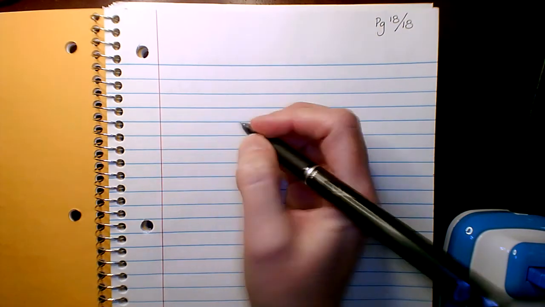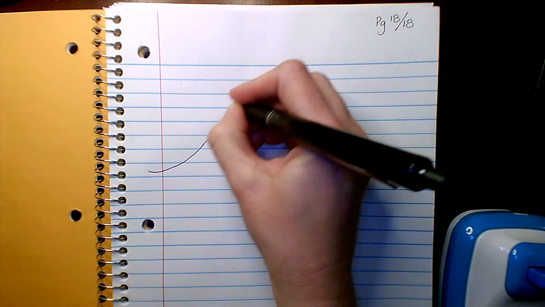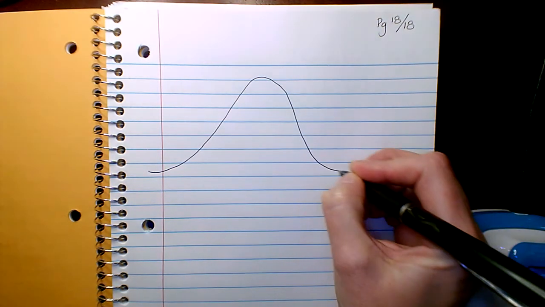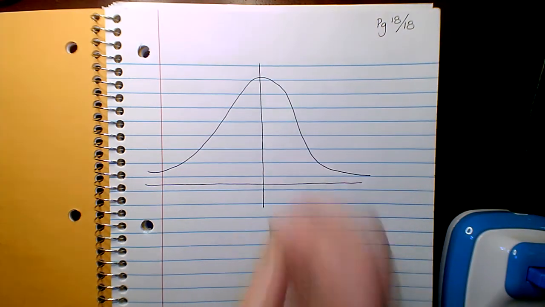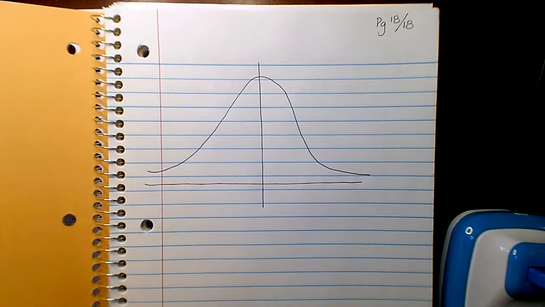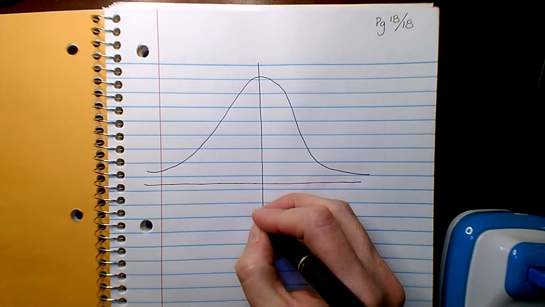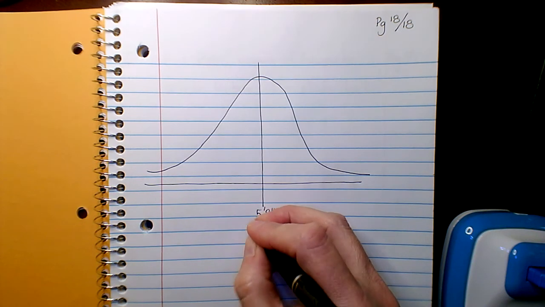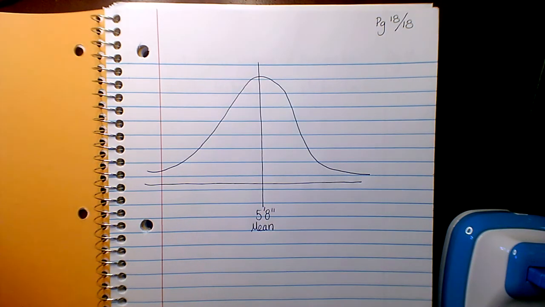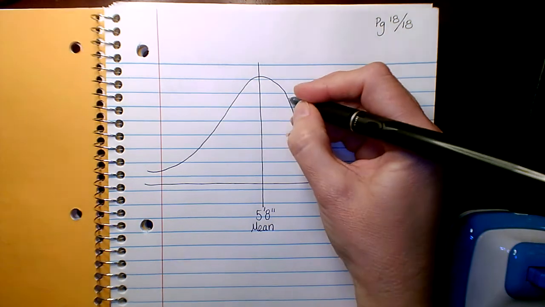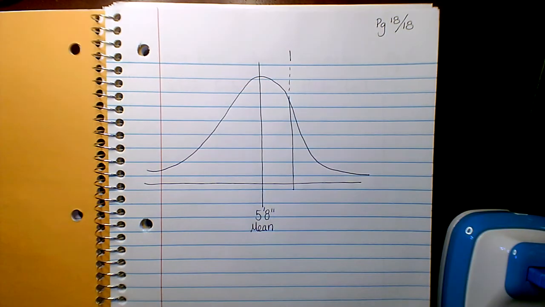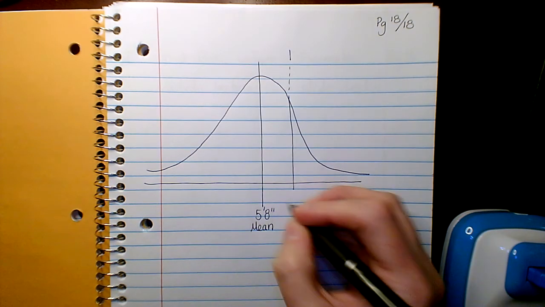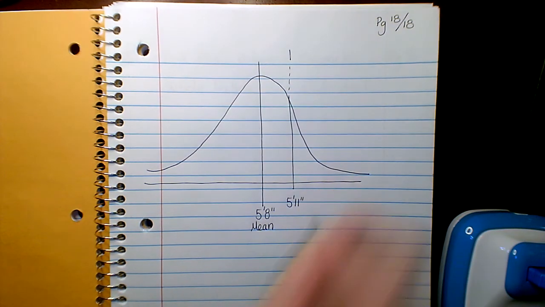So if we come over here and we draw a normal curve, it doesn't have to be pretty. That mean was 5'8", and my standard deviation was 3 inches. One standard deviation above is going to add 3 inches. So that's 5'11".